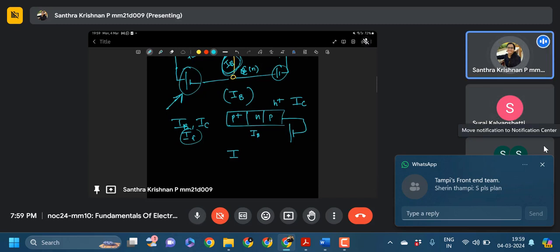One more thing to remember is that the common emitter configuration is the configuration in which it acts as an amplifier, because IB will be a very small value and it will be amplified when it reaches IC. So whatever amplifier configuration we use in BJT, it will be in common emitter configuration.